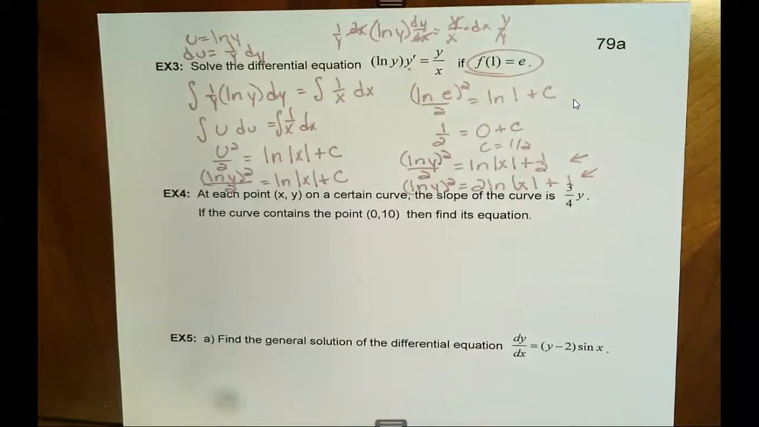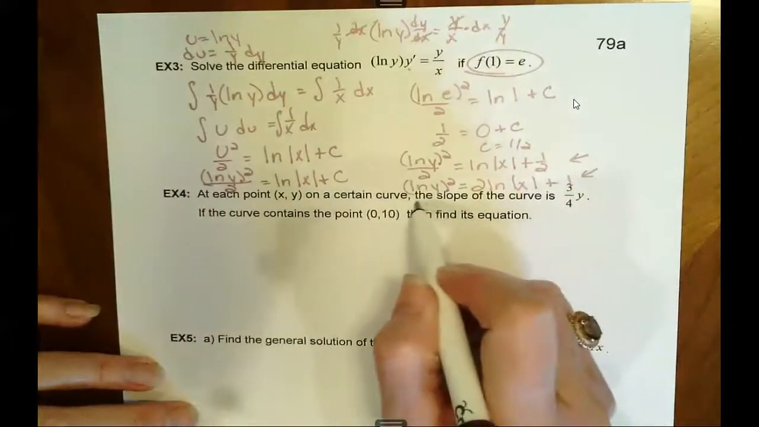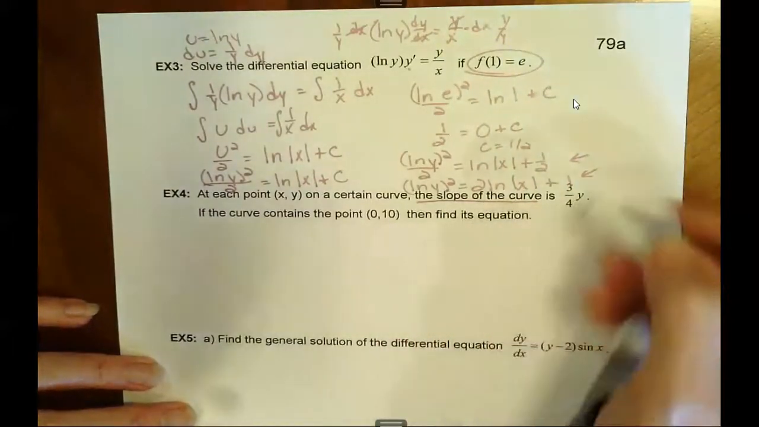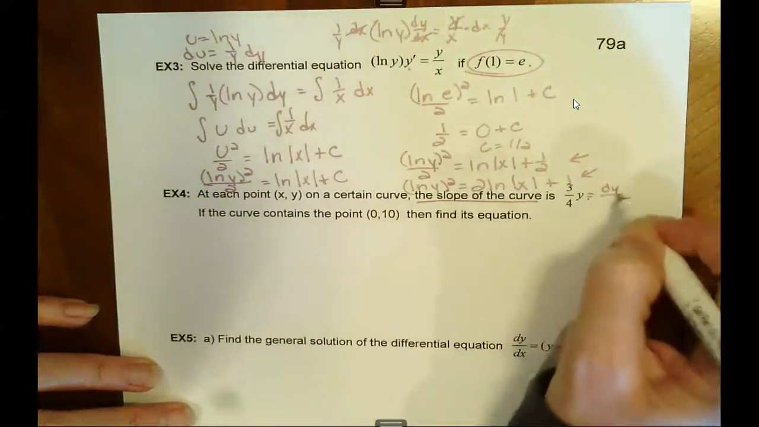All right, so example 4. This one says at each point x, y on a certain curve, the slope of the curve is 3/4 y. So again, they're giving it to us in a different way. The slope of the curve means the derivative. So the derivative, this is dy dx.